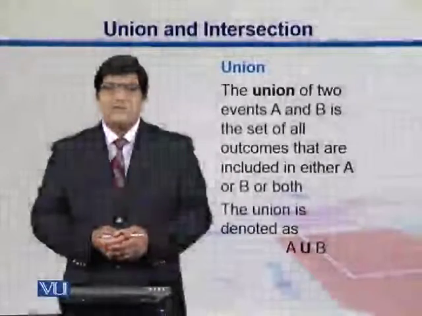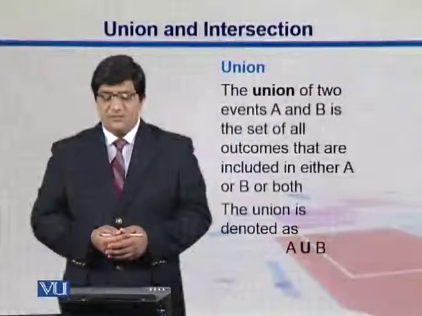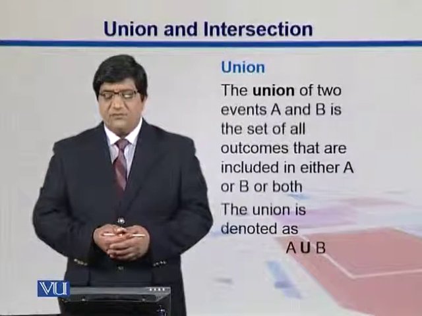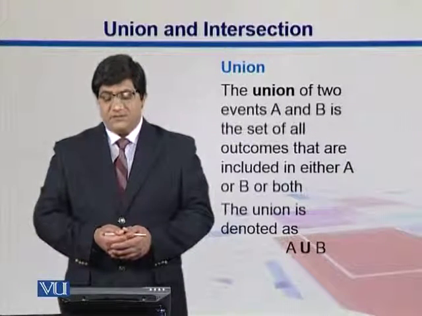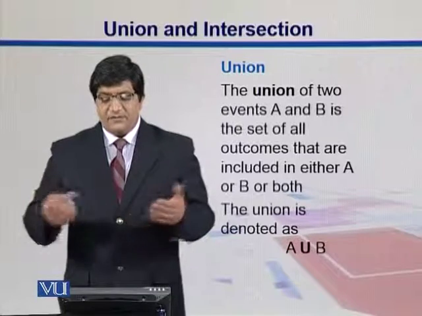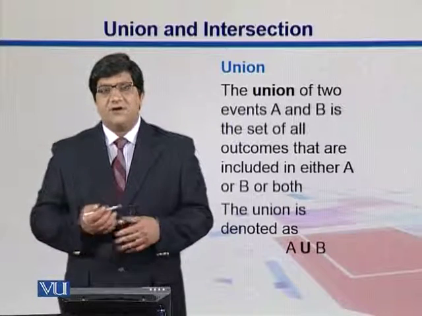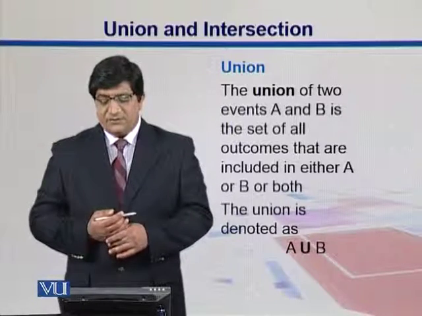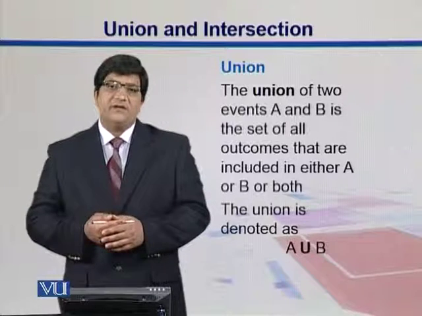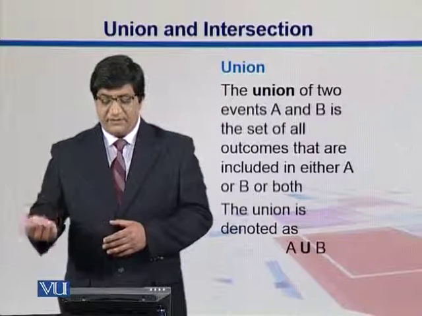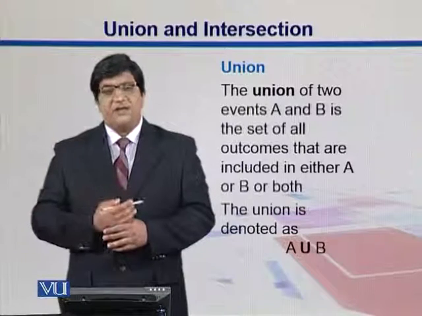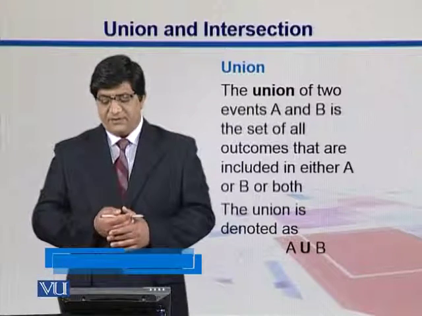So let's see how we can combine two events together. Union is where we take these two events, A and B, and simply put their outcomes all together. That is the union, in which we include the outcomes which are either in A or in B or present in both of them.